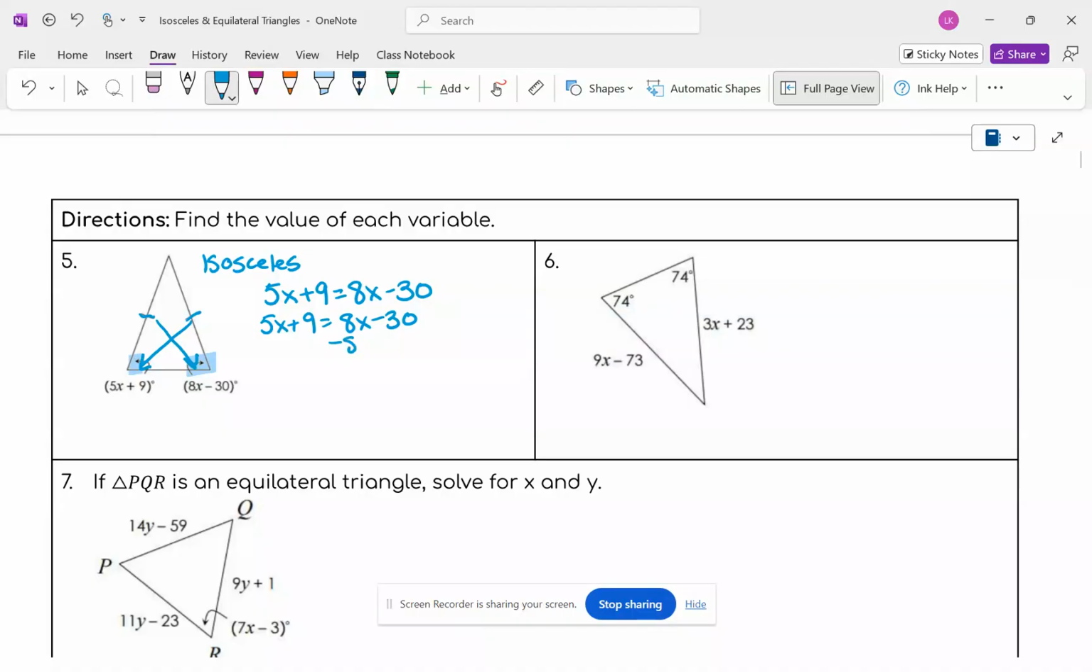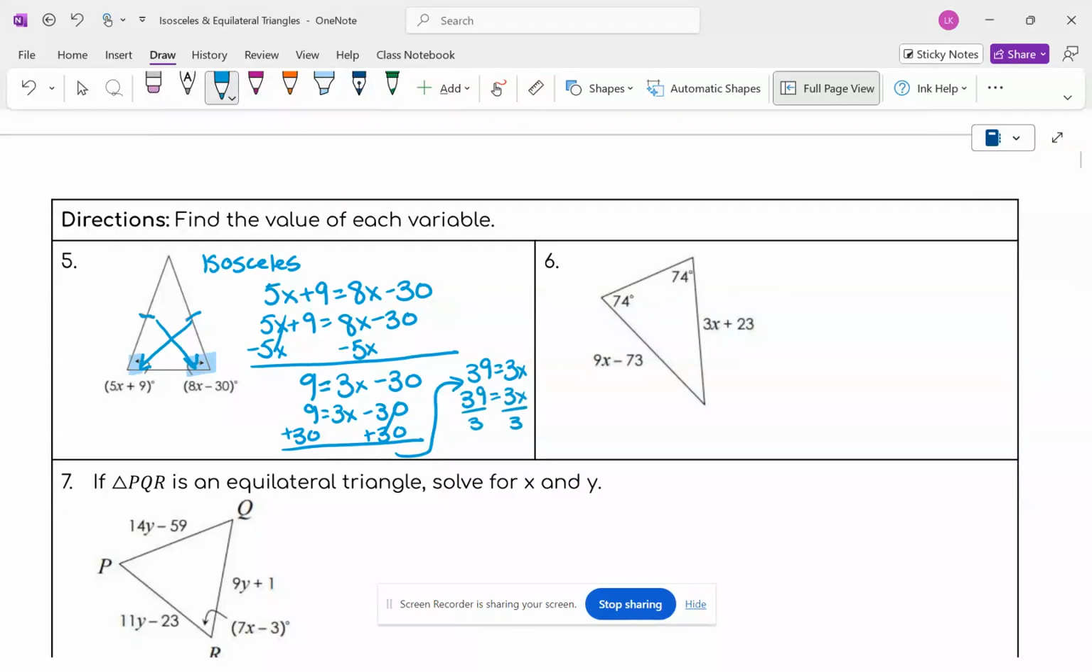We're going to subtract 8, I'm not going to subtract 8x, I don't want my x's to be negative. We subtract 5x from both sides. This is going to be 9 equals 8x minus 5x is 3x minus 30. We're going to add 30 to both sides. 30 plus 9 is 39 equals 3x. We divide both sides by 3. And 13 equals x. And you're done.